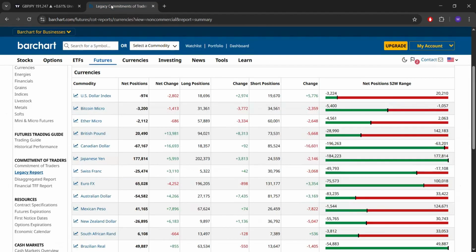Now, as always, let's add the COT report. What you can see is that the Japanese yen net positions are still hugely long with 177,814 contracts to the upside. Net change is still bullish. This is a bit concerning though, that the British pound is actually changing bullish again. It was getting lower and lower and lower, closer to that zero net position. But right now we are actually sitting on 20,490 contracts with a net change of 13,981 net change of long contracts.